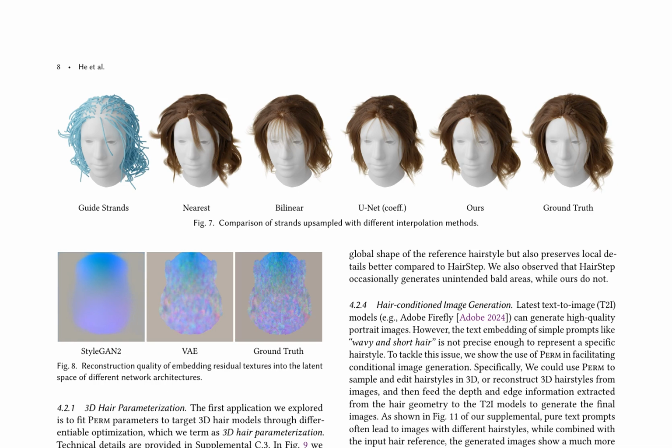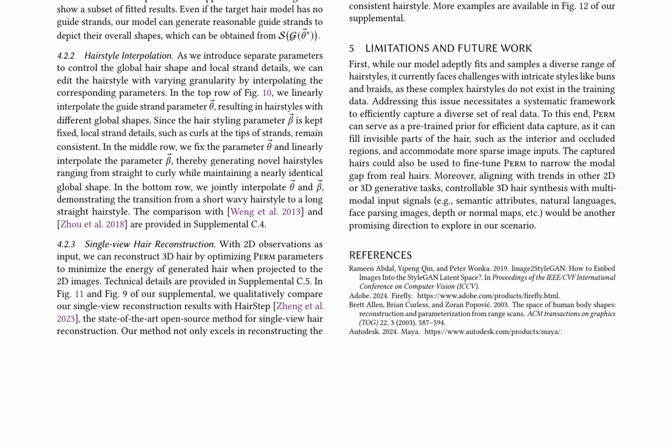to 2D images. The results show that their method excels in reconstructing the global shape of the reference hairstyle and preserves local details better compared to HairStep. Finally, they demonstrate the use of Perm in facilitating conditional image generation, where they sample and edit hairstyles in 3D and feed the extracted hair geometry to text-to-image models to generate the final images.